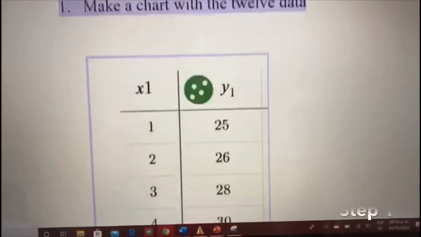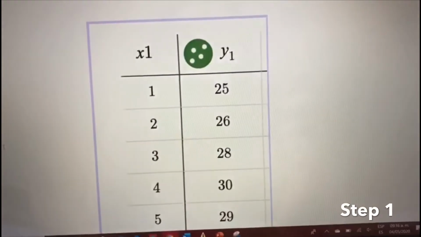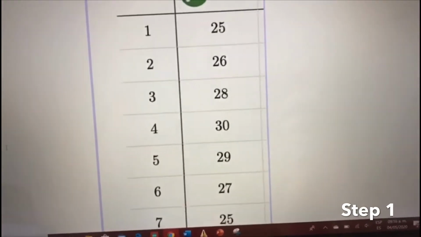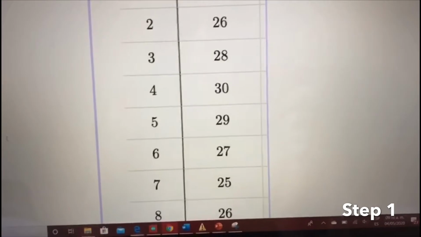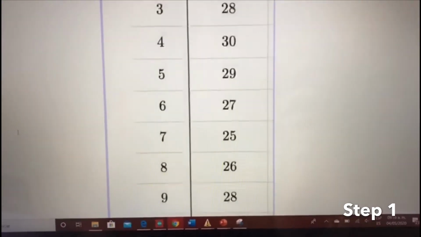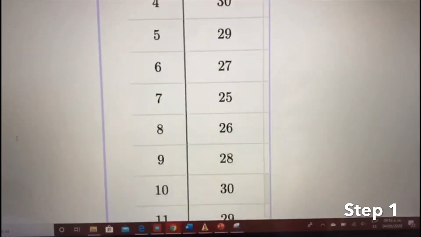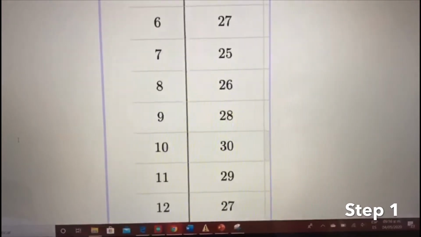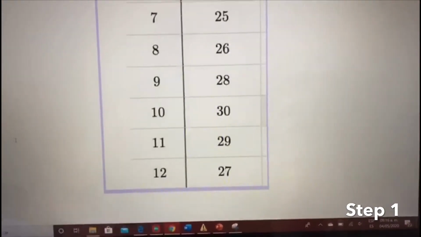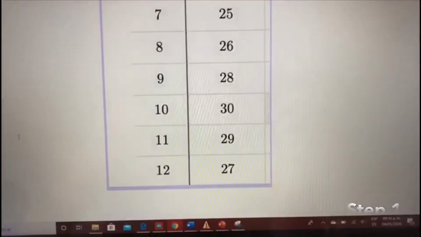First of all, I'm going to present the chart with the 12 values. The chart with the 12 data. January 25 degrees, February 26, March 28, April 30, May 29, June 27, July 25, August 26, September 28, October 30, November 29, and December 27.